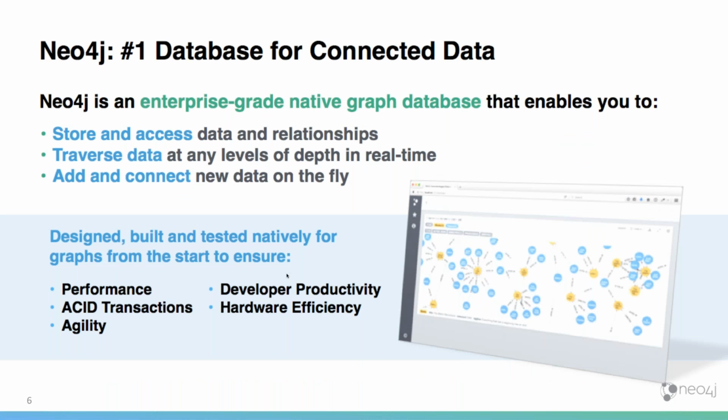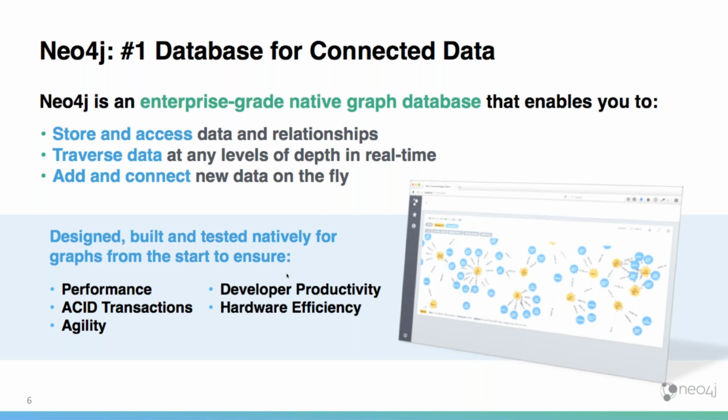So a little bit about us. Neo4j is the #1 database for connected data. We are the leaders in the graph database field. We kind of created the category really. We are a native graph database, which means that's what we do is graphs. So from the file system all the way up, it's all graphs.